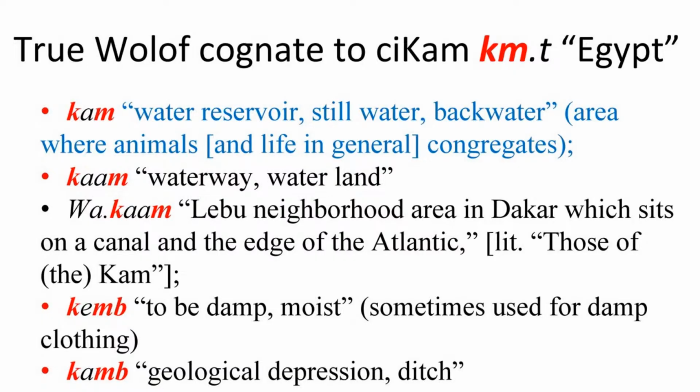And there's a place in Senegal called Wakam. It's a Lebu neighborhood area in Dakar, which sits on a canal and the edge of the Atlantic. And so Wa is a word meaning citizens or people.